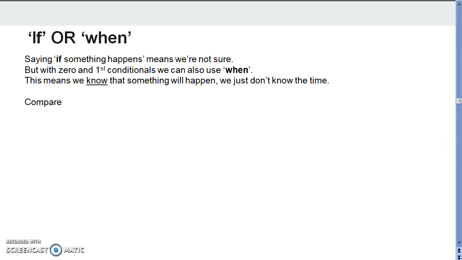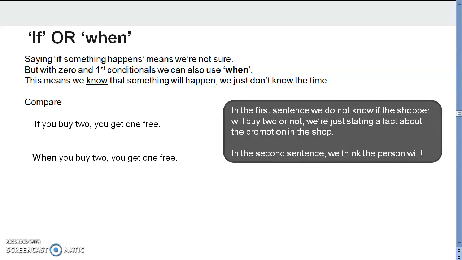With some of these conditionals, we can start the sentence with if or when. But there is a difference, and we can only use when with the zero or first conditional sentences. Compare these sentences. In the first sentence, we do not know if shoppers will buy two or not. We're just stating a fact about the promotion. In the second sentence, we are sure that it will happen, but it's just a question of time.